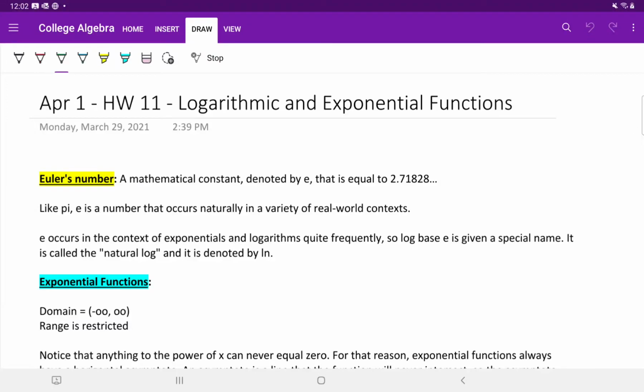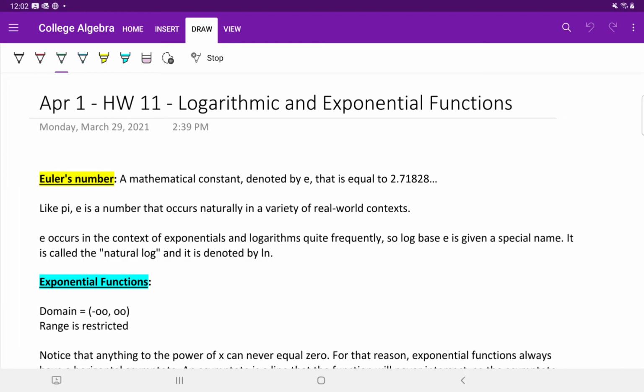Hello! In our last video, we introduced logarithms and exponentials and we learned some important rules that pertain to both types of expressions. In this video, we're going to go a little bit deeper and we're going to talk about logarithmic functions and exponential functions, the way they look on a graph, and then things like domain and range. Before we go into this new material though, we need to introduce Euler's number.